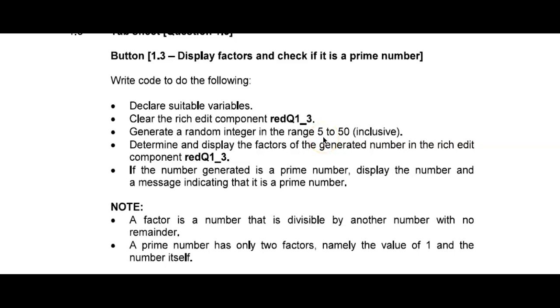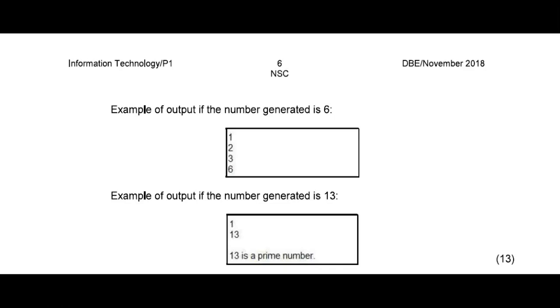If you have a look at our exam guidelines of 2018, which is still being applied today, and this is now in 2020, you will see that one of the requirements is that you need to be able to find factors as well as test if a number is a prime number. This is the example of output.